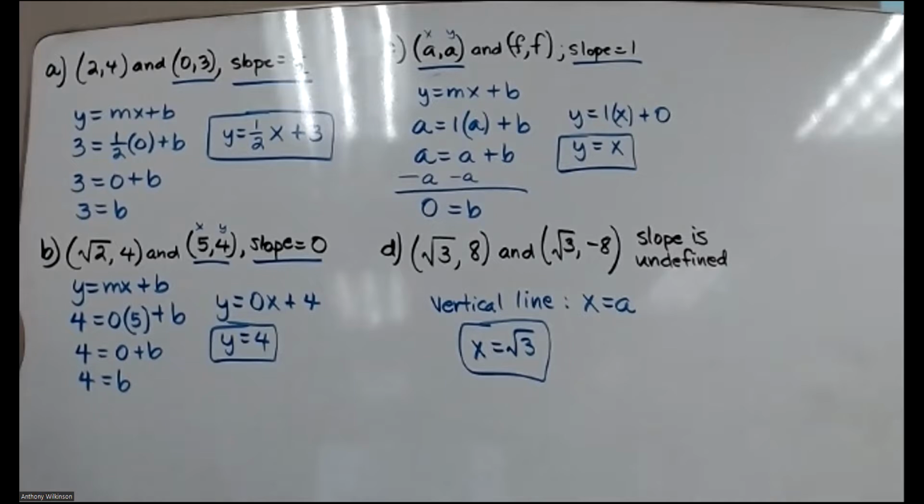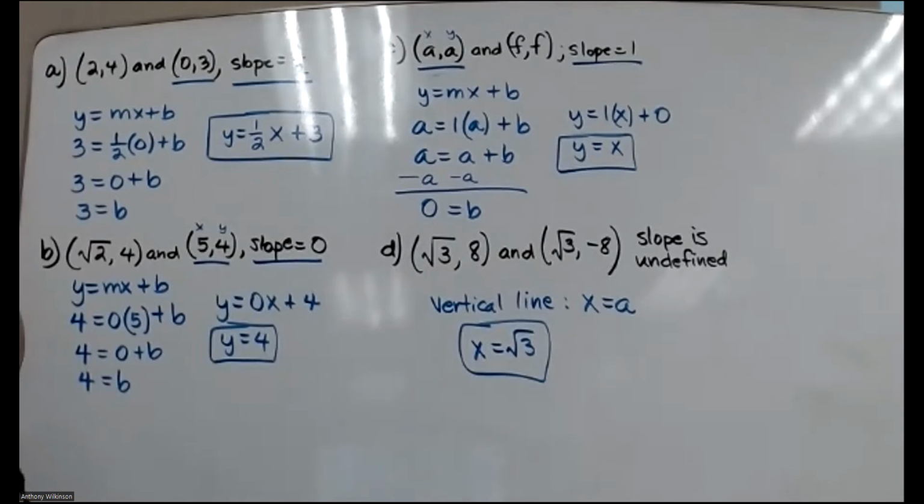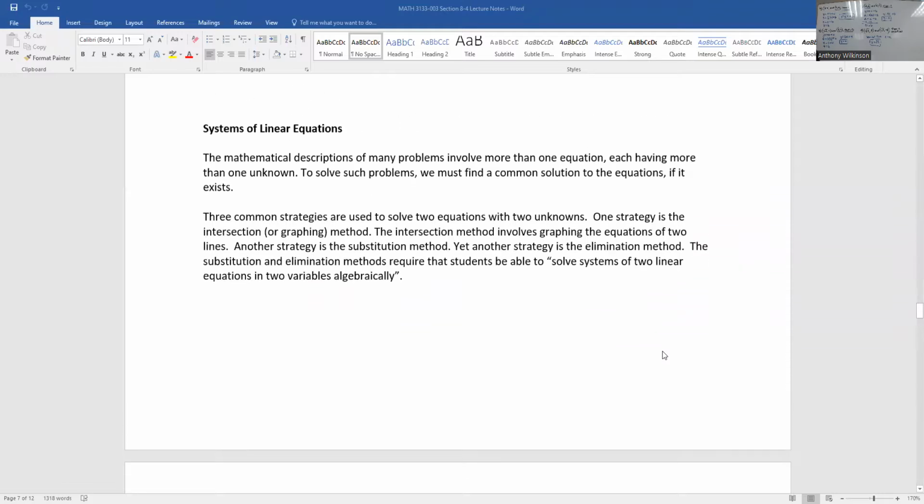Okay. Any questions on part D? So with the undefined slope, pretty much you have to look at your x coordinates here, and that will tell you what the equation of the line is. X is equal to whatever your x coordinate is, because the undefined slope has a vertical line. All right, so let me go back to this. And then we're going to talk about systems of linear equations.